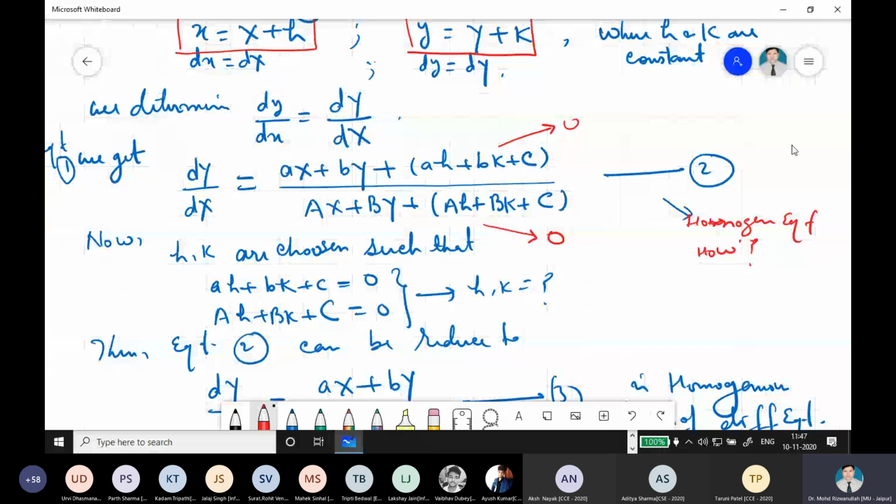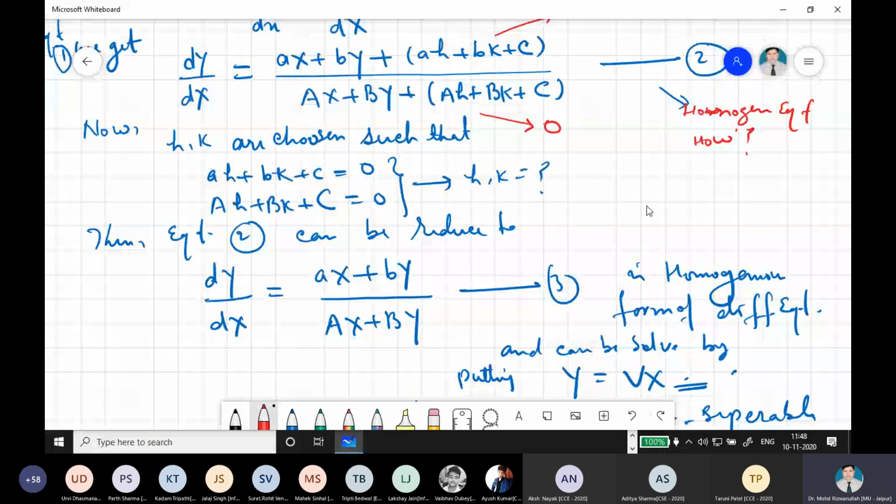Now equation 2 will be homogeneous if these constant terms are 0. So making this equal to 0, we have to find the values of h and k, so that this expression in h and k reduces to 0. For that we have a system of two equations. You solve it, you will get the values of h and k. Later it is required to put these values again.